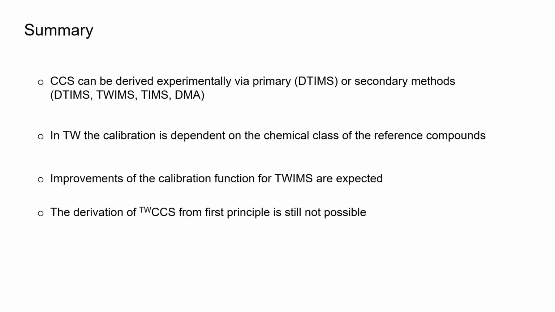To summarize the key points that we made here, the derivation of CCS can be done via a primary method, that is the step field method on the drift tube, or via a secondary method, for example, the single field method on a drift tube, or the widely used power law calibration in traveling wave. We have seen that different classes of compounds can produce different calibration functions, and we also advanced some hypotheses that may help us find an explanation. With this respect, the most recent works are very promising, and we will likely assist to significant improvement in the calibration function for traveling wave ion mobility, which might sort out the chemical class dependency and can potentially be applied to any compounds with minimal deviations.